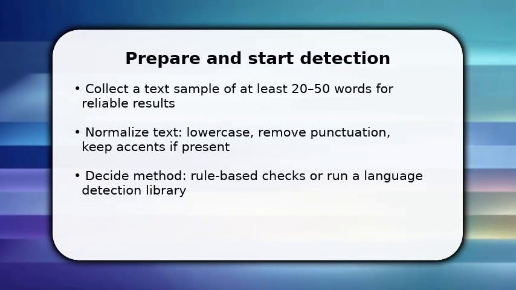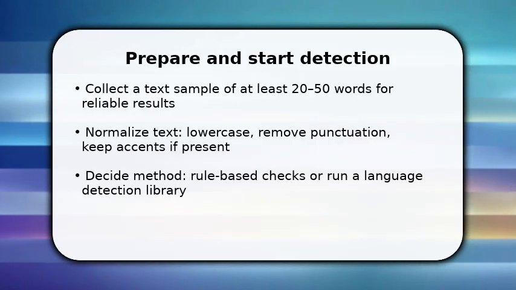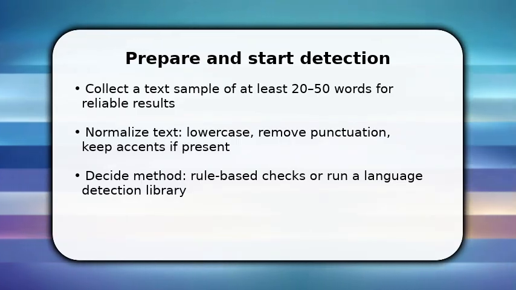Next, choose your approach. Lightweight rule checks catch obvious scripts, while a language detection library gives probabilistic guesses. Start the tool now and feed it the normalized sample. You want immediate signals about character set and common function words to guide the next steps.